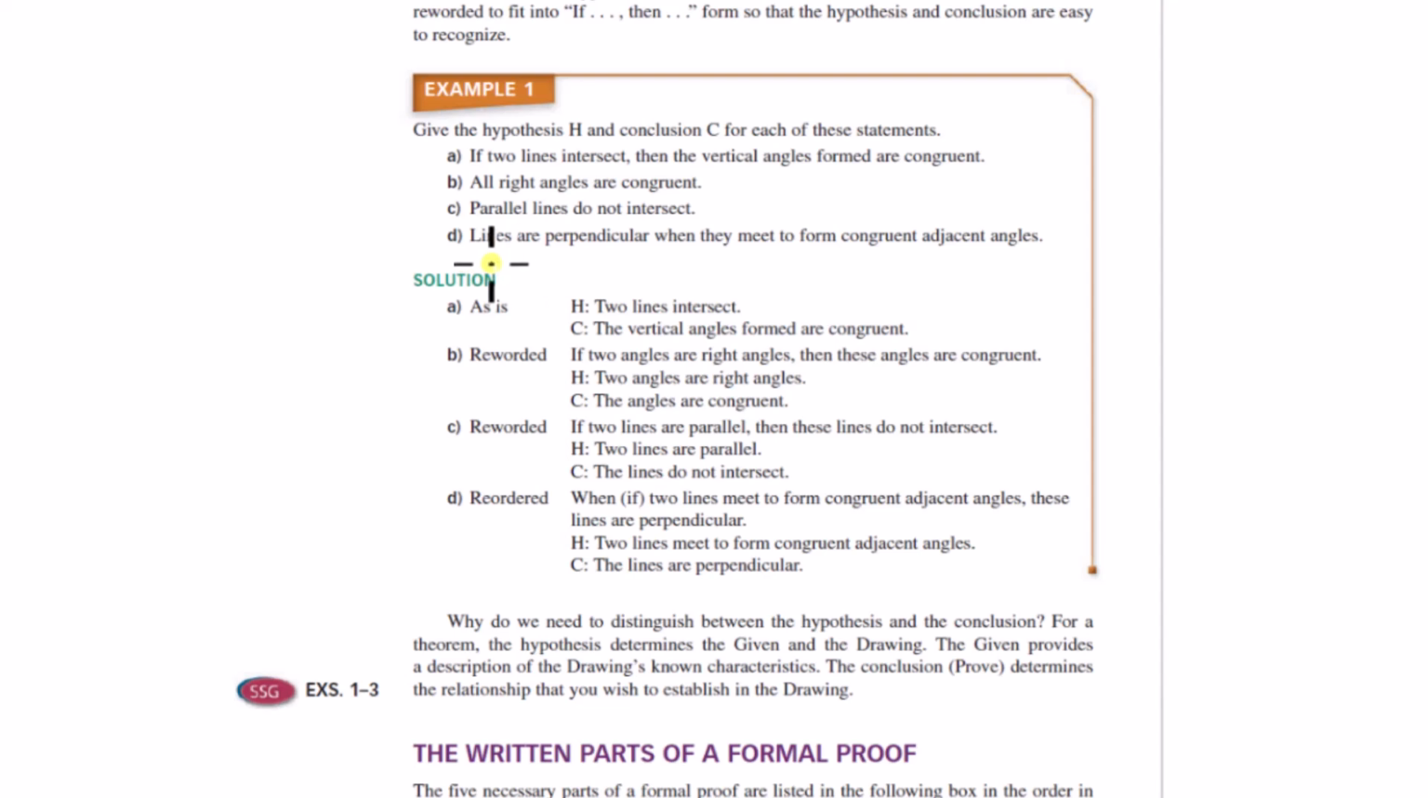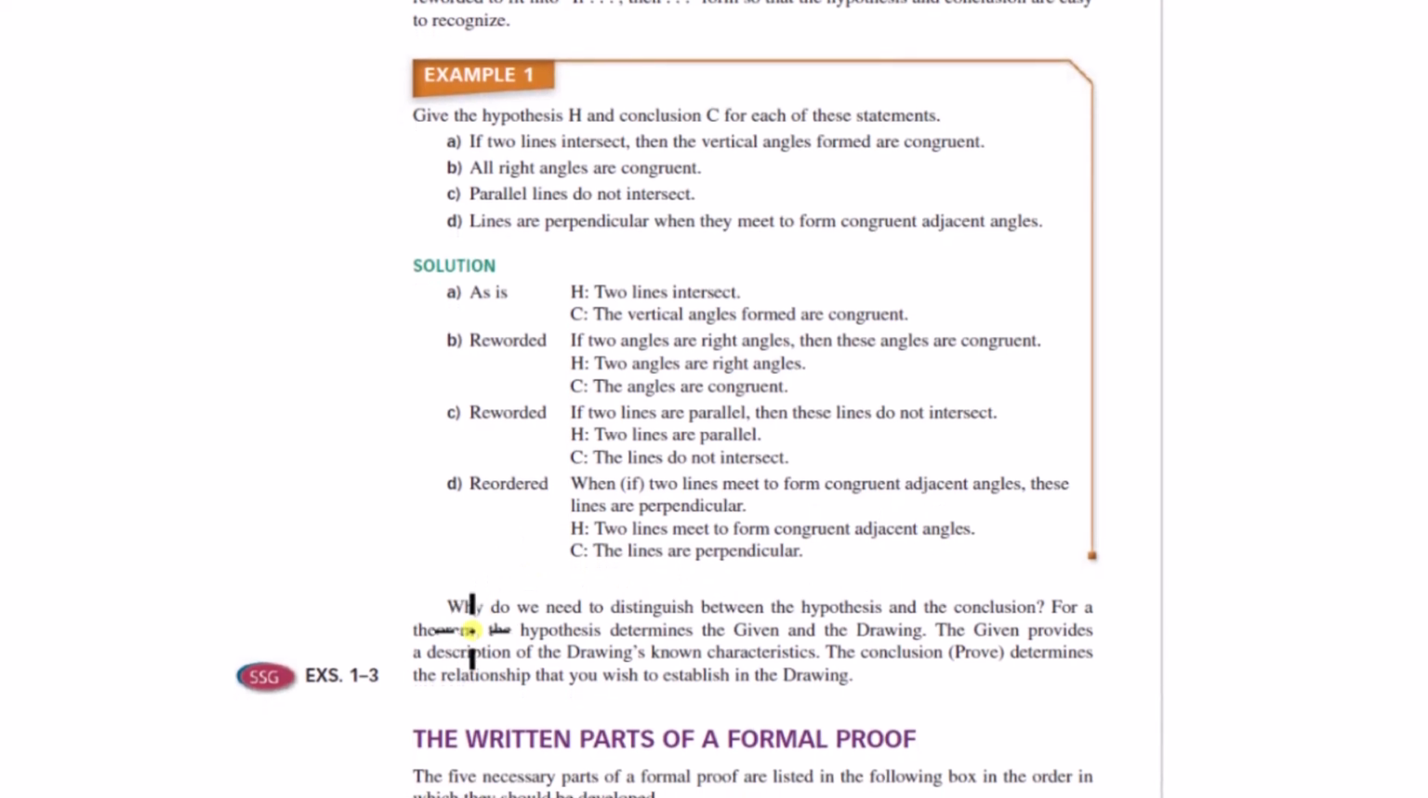Okay. Lines are perpendicular when they meet to form congruent adjacent angles. This one's a little bit tricky, because the if is put second here. If two lines meet to form congruent adjacent angles, then the lines are perpendicular. You see the hypothesis? The hypothesis is on the right this time. It's mentioned second. So the hypothesis is two lines meet to form congruent adjacent angles, then the two lines are perpendicular.